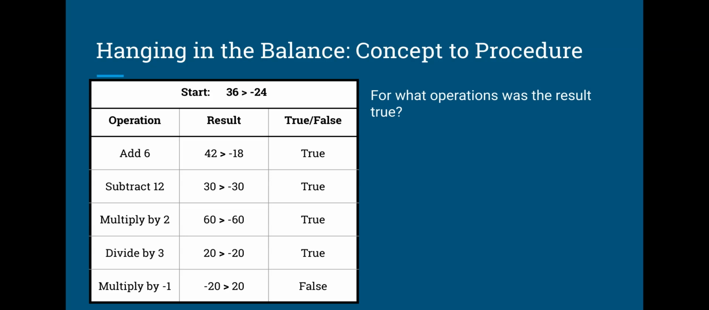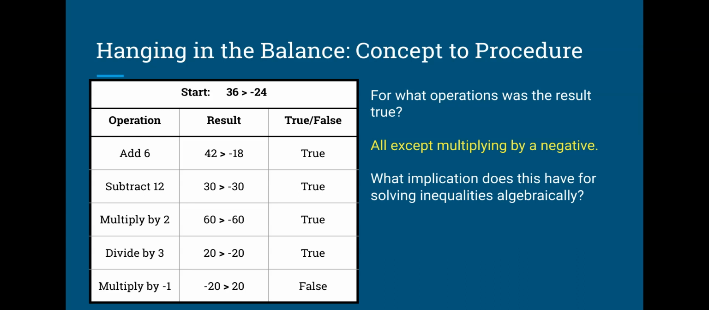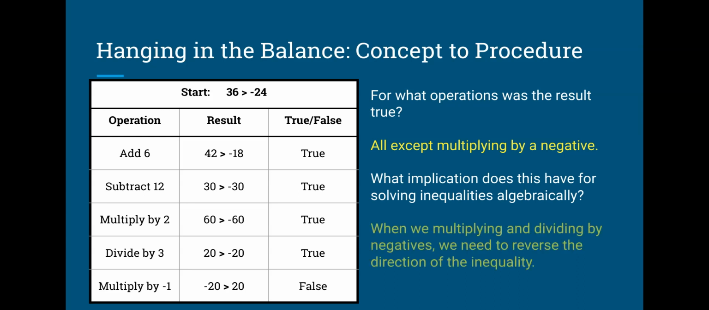And so now we want to go to that procedural part. For what operations was the result true? And we want students to tell us that all except multiplying by a negative. And what implication does this have for solving inequalities algebraically? And what we want students to tell us is that whenever we multiply or divide by negatives, we're going to need to reverse the direction of the inequality sign. Otherwise, our inequality is no longer true.